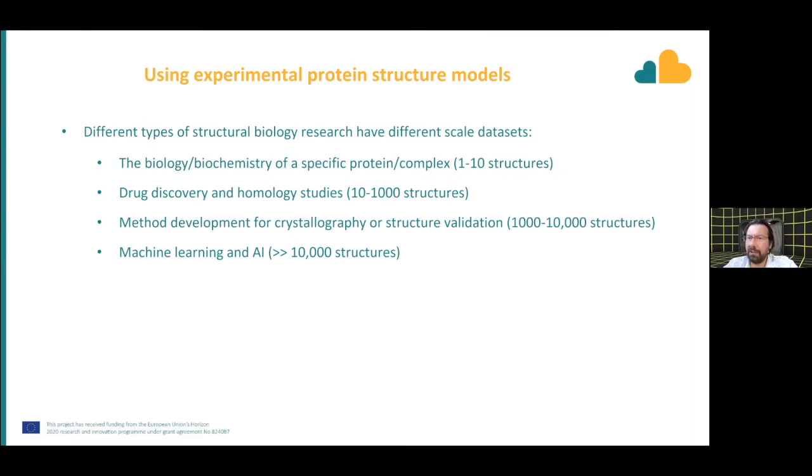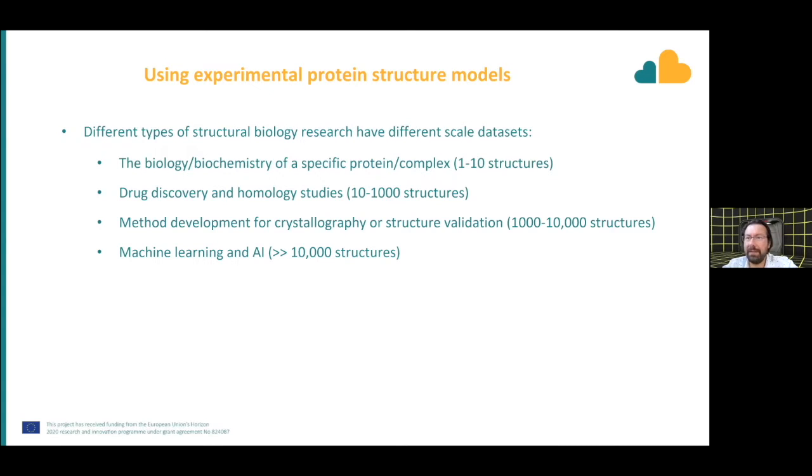And depending on the type of research you do, you have data sets of different scales. So your typical biology or biochemistry analysis of a specific protein or a complex is just 1 to 10 structures. But if you do drug discovery or you do any sort of study that involves homology, this rapidly scales up to tens or thousands of structures. And that means that you cannot really look at these structures by hand anymore.